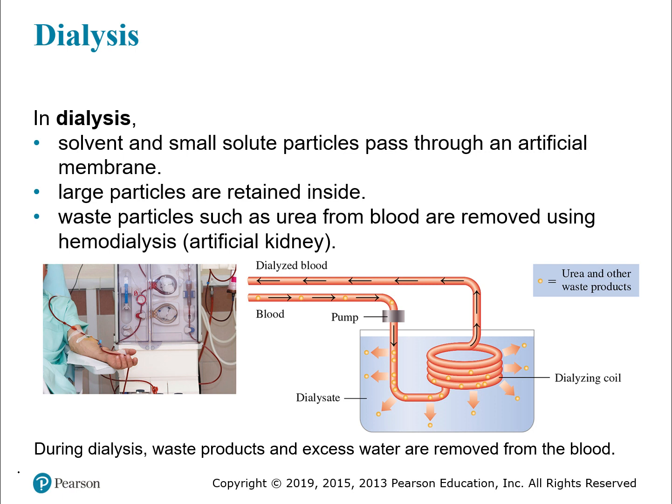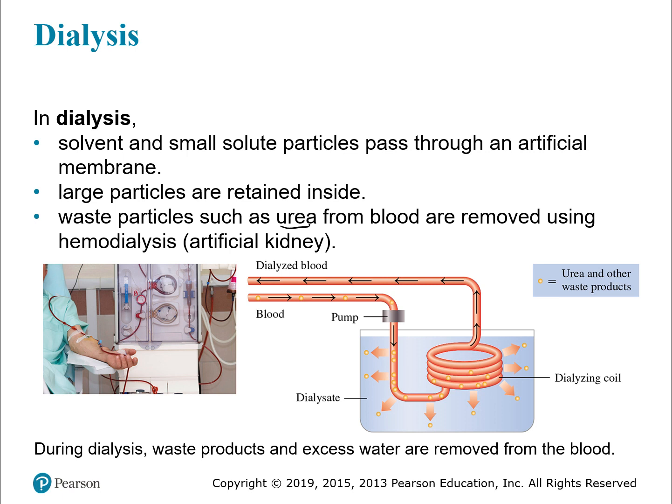The large particles are retained inside the machine. So those waste particles like urea are removed from your blood. If that doesn't happen, then you can have issues with gout, and other terrible things. So I think we had a picture of what that looks like. Someone who has gout and really bad gout may actually need dialysis because their kidneys are failing. So you're removing waste products and excess water. You'll need to understand how this works.